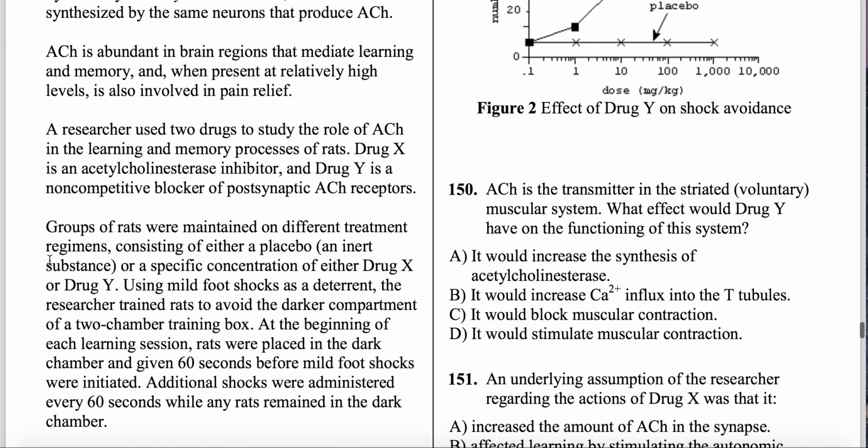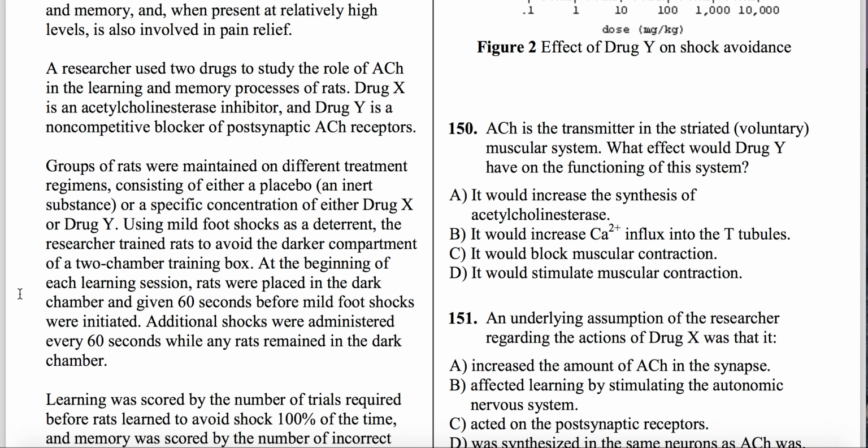That's it. Groups of rats were maintained on different treatment regimens consisting of either a placebo, which is an inert substance, or a specific concentration of either drug X or drug Y. Okay, so the placebo is going to be the control, and then drug X and Y are the experimentals. Using mild foot shocks as a deterrent, so they're just doing fear conditioning, the researchers trained rats to avoid the darker compartment of a two-chamber training box. So there's some psychology in there as well.